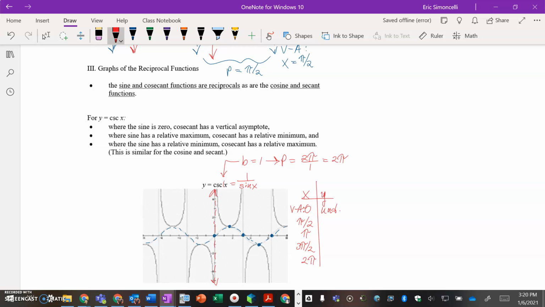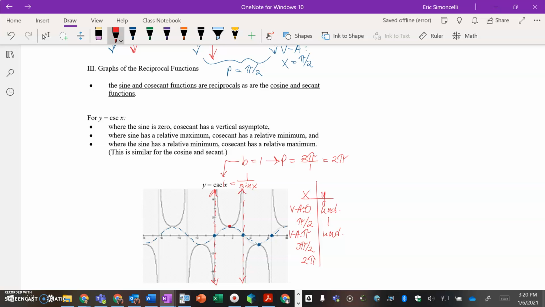And you can see that. Pi over 2, plug it in, the sine of pi over 2 is 1, and 1 divided by 1 is 1. So that's why you have a point here on the cosecant graph, which ends up being the same as the maximum on the sine. At pi, you're taking the sine of pi, which is 0. 1 divided by 0 is undefined. So that is also a vertical asymptote.